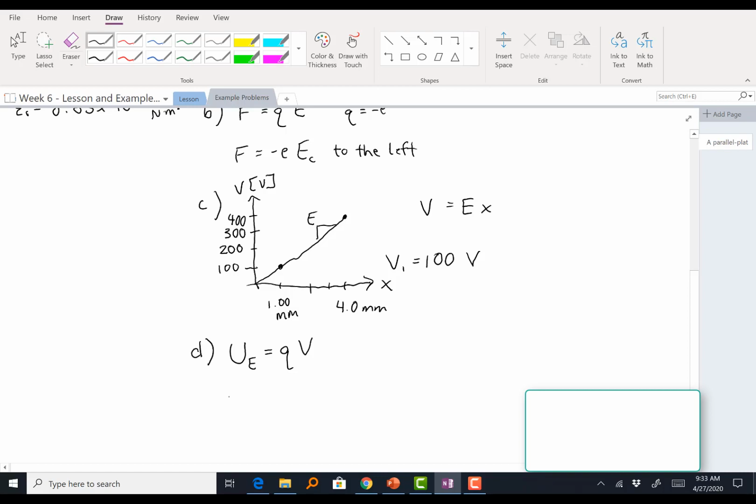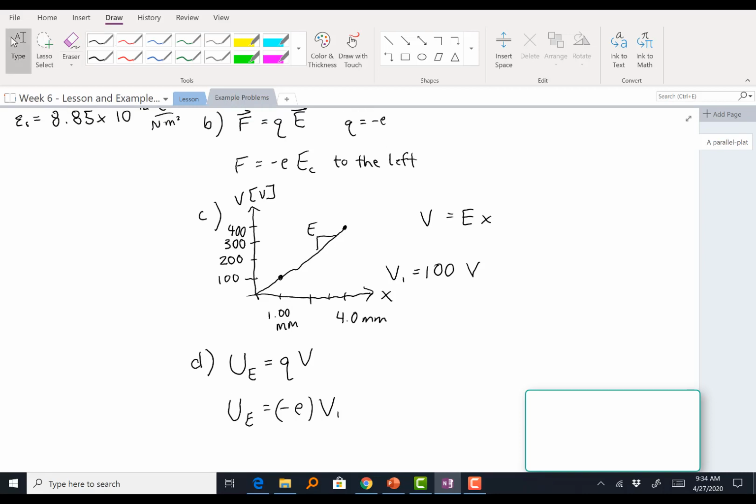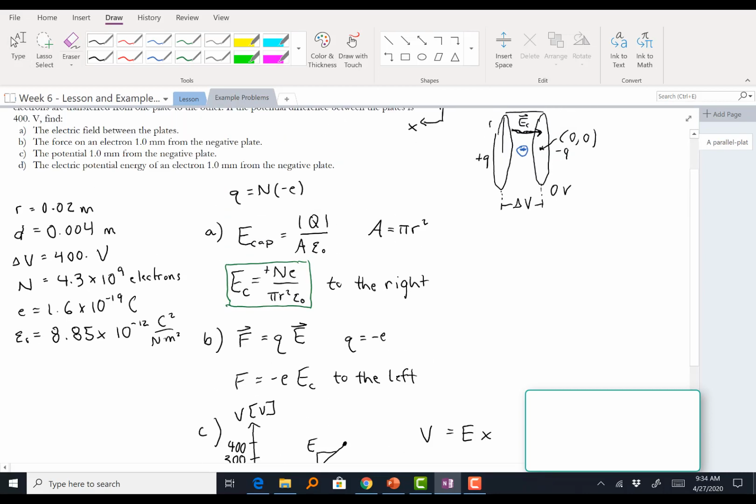And so I can just say the electric potential energy is equal to that negative e, the charge on an electron, times this voltage, the voltage for 1 millimeter, that we calculated in part C. Okay, I think that's it.